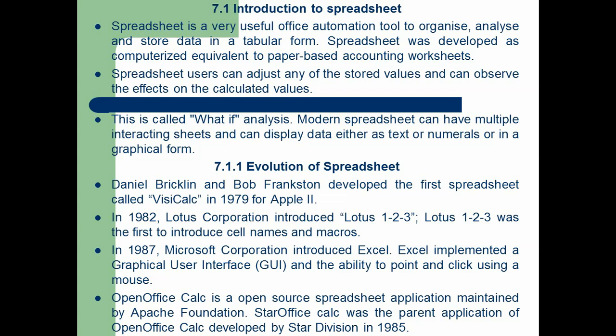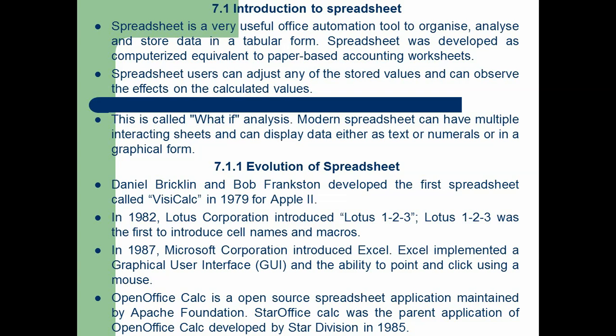So very first, cell names and macros were introduced in the Lotus 123 spreadsheet software. After 1982, in 1987, Microsoft Corporation introduced Excel, where a new feature called GUI was implemented. By the introduction of the GUI, graphical user interface, mouse clicking inputs are accepted in spreadsheet. Before that, mouse inputs were not accepted in Apple II's VisiCalc and Lotus 123, so they were completely based on DOS mode. So the very first window mode spreadsheet was introduced in 1987 by Microsoft Corporation, namely MS Excel.